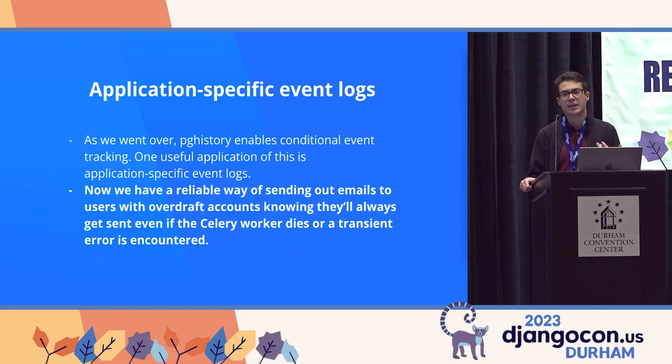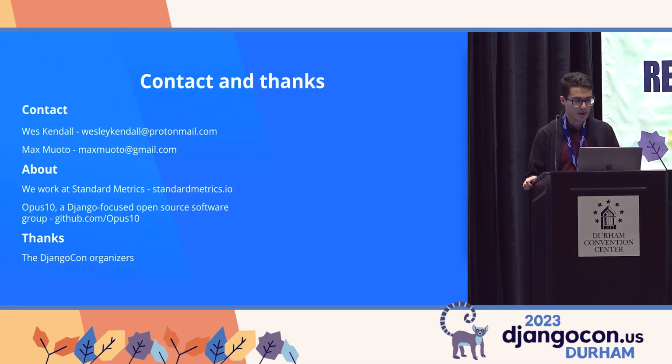With this, even if the Celery pod dies or there's some transient error, this task can just rerun. We never would have created that email sent object, and we have a good understanding of which emails were sent and which were not. But even beyond this, just being able to understand these events is useful for a lot of other things outside of sending out emails, right? So there's some really cool stuff we can do with this conditional tracking. But yeah, that's basically it.